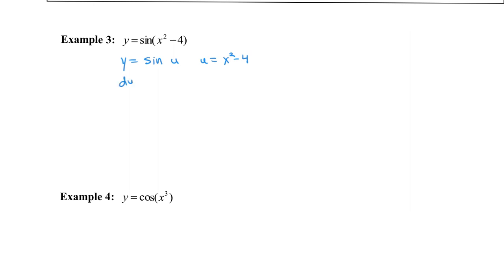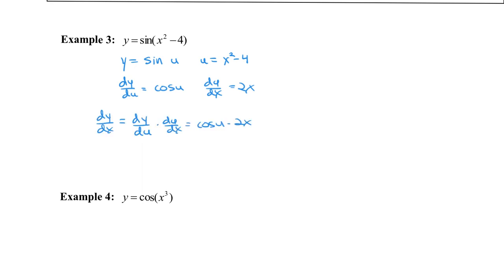Then you would say, okay, dy/du, that's the cosine of u, and then du/dx is 2x. So once we split these up, we take the respective derivatives. So dy with respect to u, dy/du, and then the derivative of u with respect to x, du/dx. And then, according to the chain rule, dy/dx is equal to the product of these two, which would be dy/du times du/dx, which would be cosine of u times 2x.